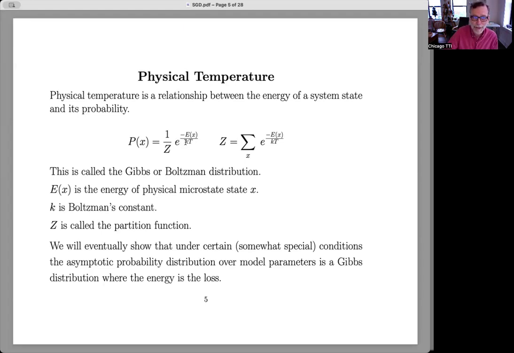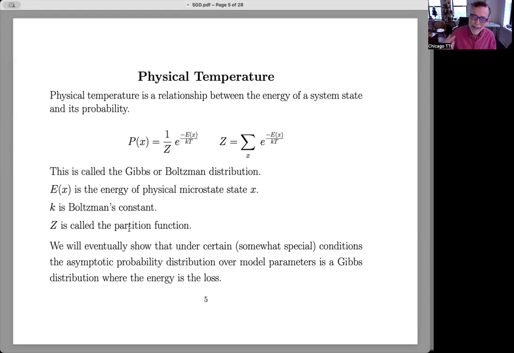You take the energy, you divide by kT, and that gives you an exponential that the probability is proportional to. So this is like a softmax. You're defining a probability distribution over states by normalizing an exponential quantity. And this normalization constant in physics, in statistical mechanics, is called the partition function.